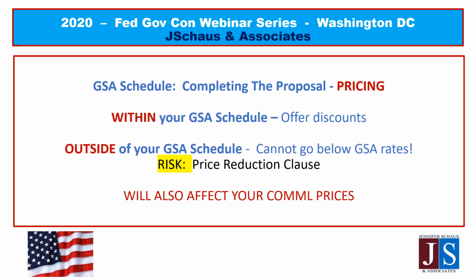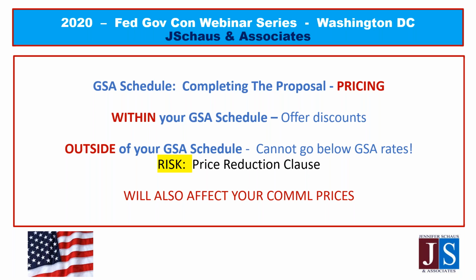GSA rates. So just reiterating that within your schedule, you are encouraged by the government to offer discounts, which again means lower margins. Outside of your schedule, you cannot go below your GSA rates. If you do, you have triggered the price reduction clause. And then you're going to have to notify GSA, hey, we dipped below our project manager rate, or we sold a widget for, I don't know, half off the GSA rate to ABC company, or even to Department of Commerce, who did not purchase through the schedule.